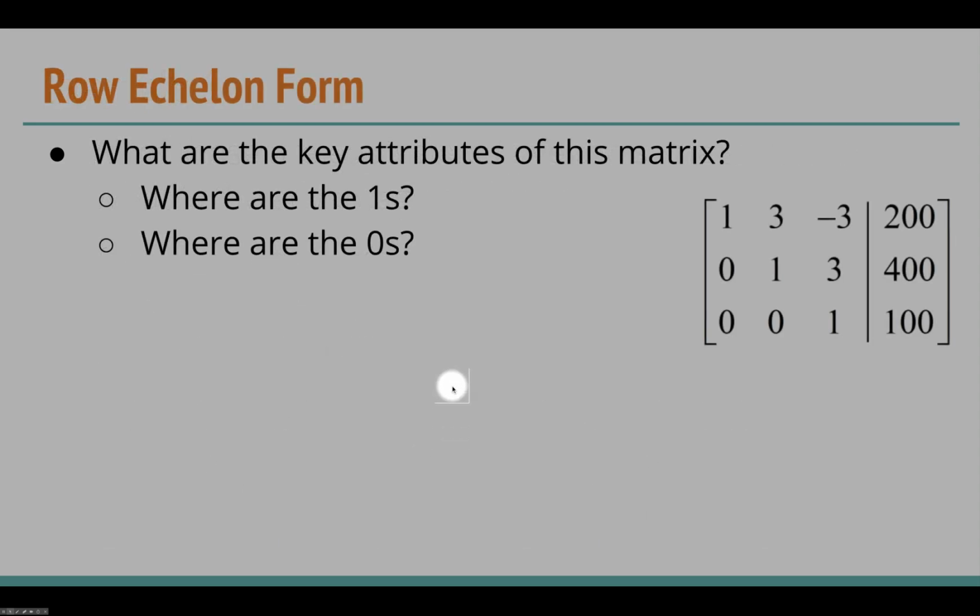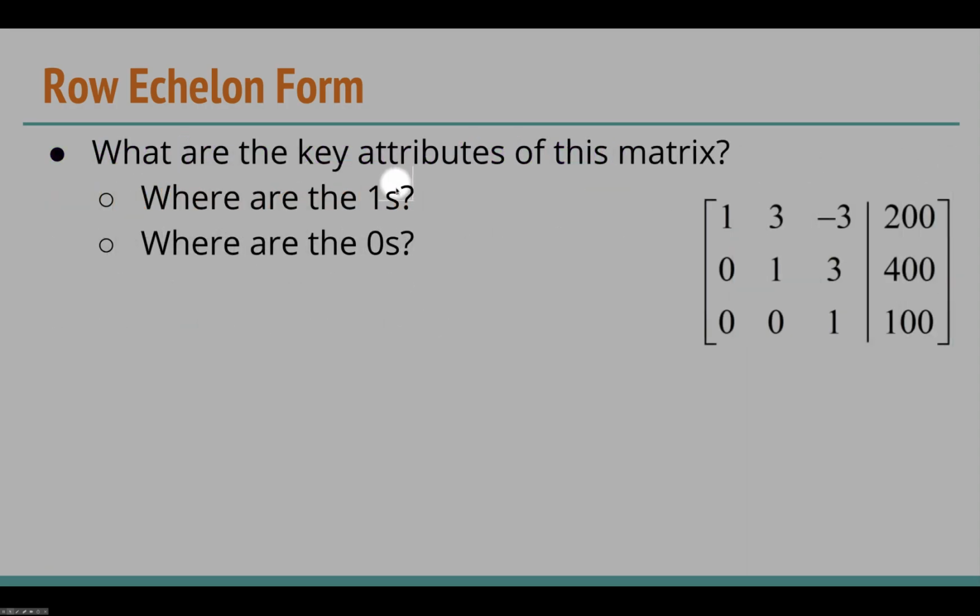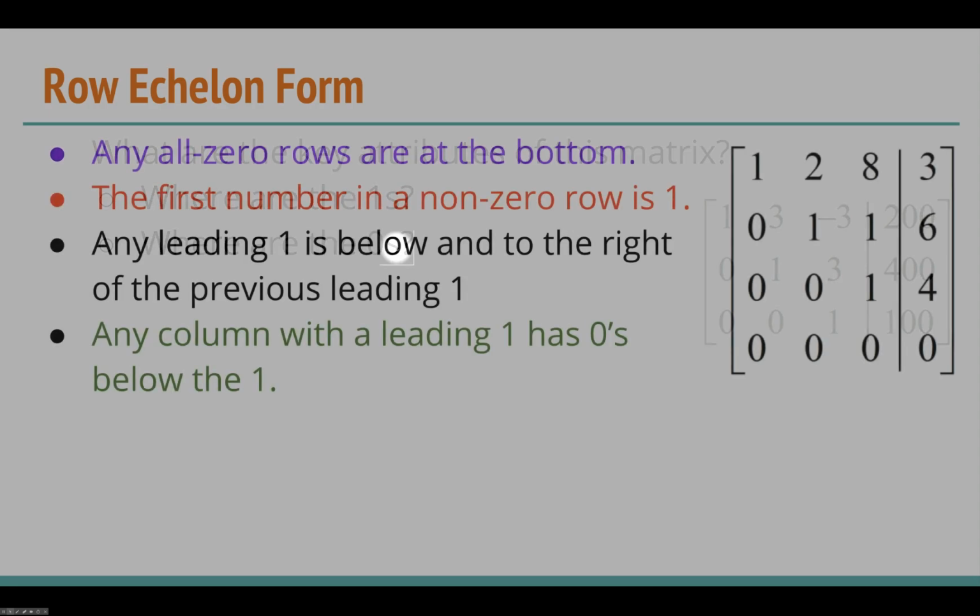So let's take a look at some key attributes of this matrix. Notice, where are the ones? Also notice, where are the zeros? So let's explore that a little bit. First, notice that what we call this is the row echelon form.